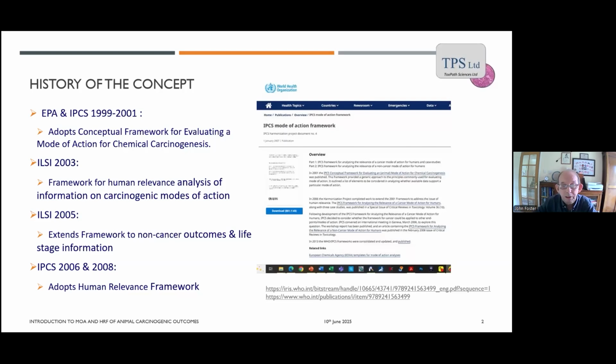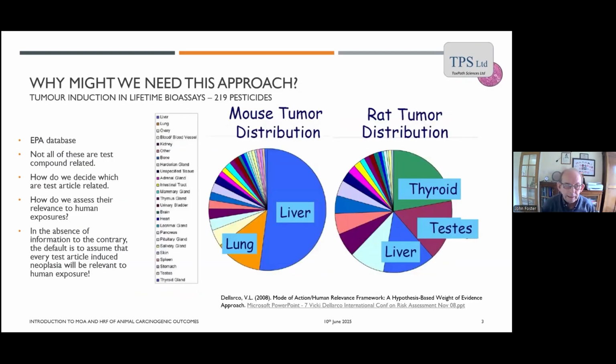There's what I've put on this slide here. There are two websites that I think you should look at. WHO is the auspices that IPCS works under, and you should look at these two websites to see the processes. And there are good links to other sites, including ECHA, the European Chemicals Agency. So let's ask the question, why might we need this approach?